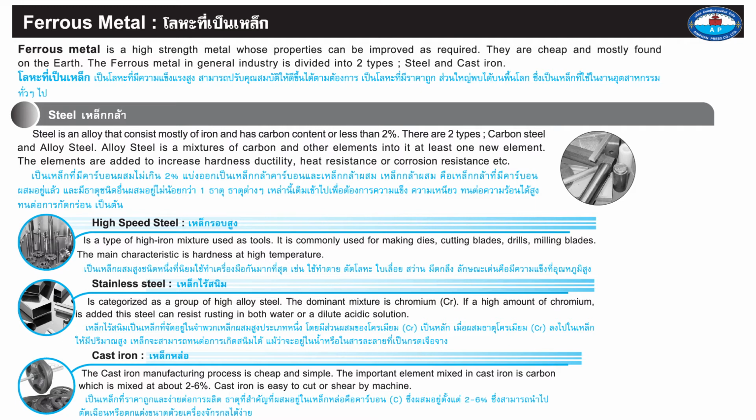The important element mixed in cast iron is carbon, which is mixed at about 2 to 6%. Cast iron is easy to cut or shear by machine.